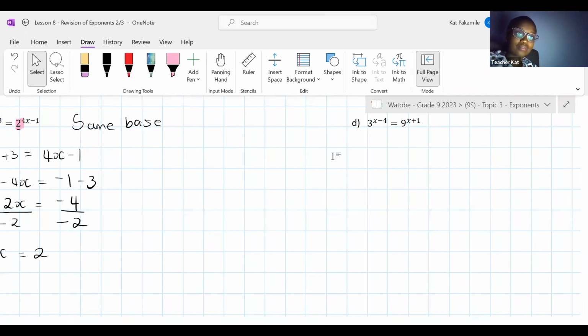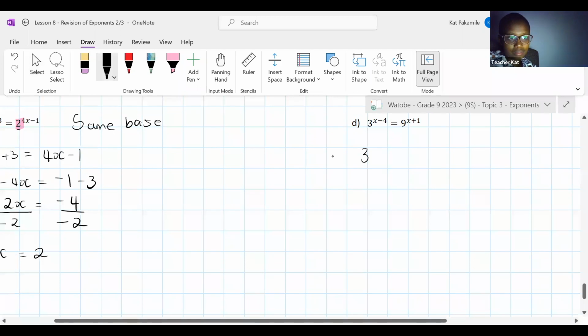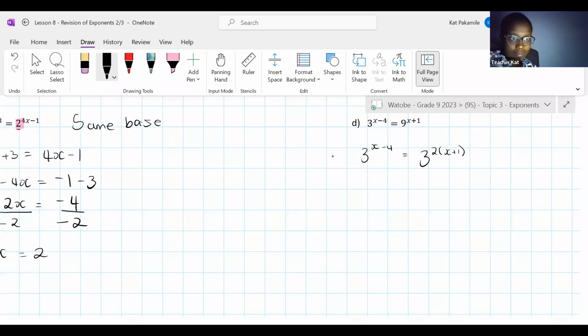Ma'am, I convert both sides to the same base. So I said 3 to the power x minus 4 equals 3 to the power of 2 bracket x plus 1 bracket, and I cancel the base of 3 on both sides. I said x minus 4 equals 2 bracket x plus 1 bracket, and I expand them. X minus 4 equals 2x plus 2.